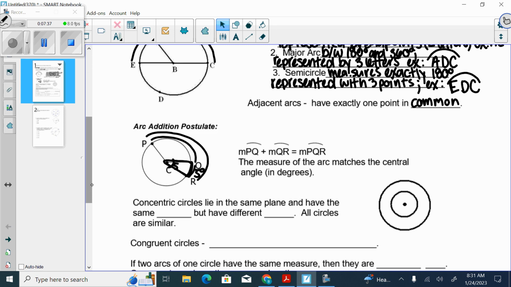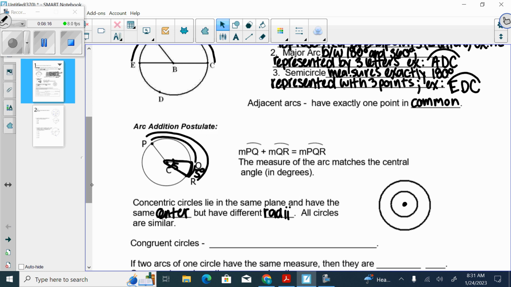All right, so then it says something about concentric circles here. It says concentric circles lie in the same plane and have the same center, but they have different radii. And all these circles would be similar in size. So this is an example of a concentric circle. They both have the same center right here, but one of them has a much smaller radius than the other, right? They're similar shapes because they are the same shape, they're just different sizes.